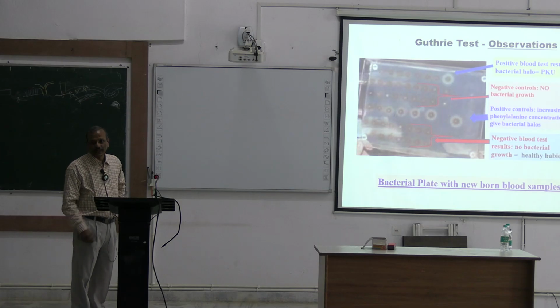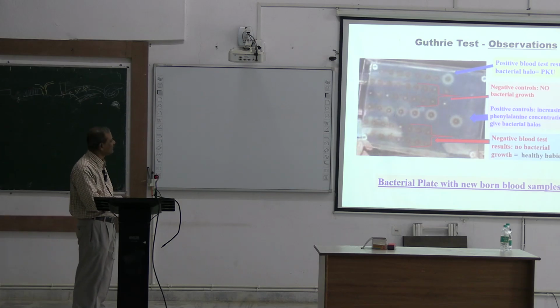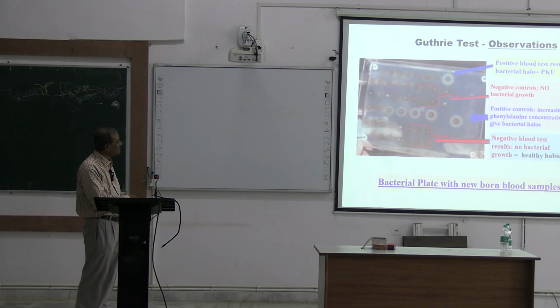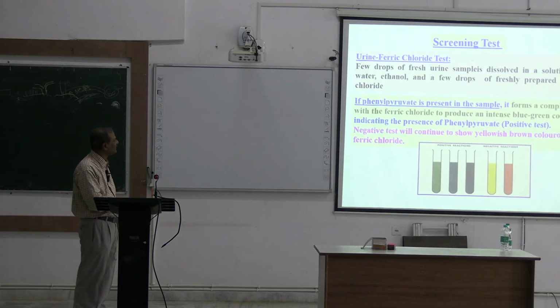Okay, so that is what bacterial inhibition is. This is negative, there is no growth, and this is positive, there is a positive control, meaning there is bacterial growth. So this is the negative control. So this is how this test is done.